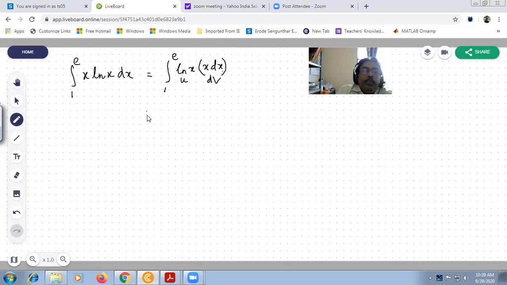So uv minus integral v du. So you have u as ln x. Minus integral. What is v? x square by 2. du is 1 by x dx.